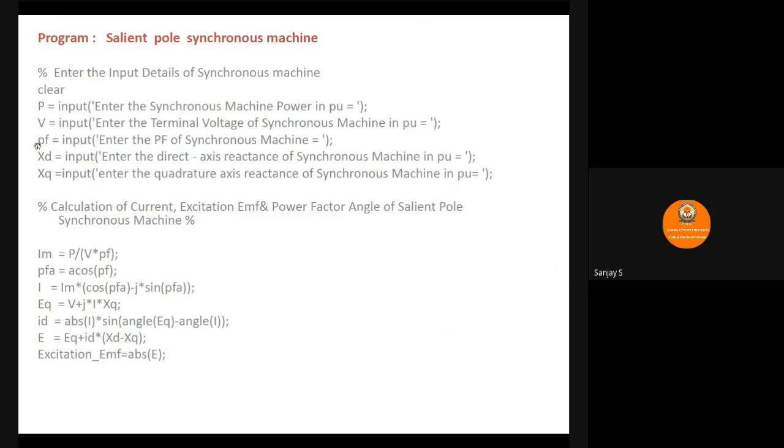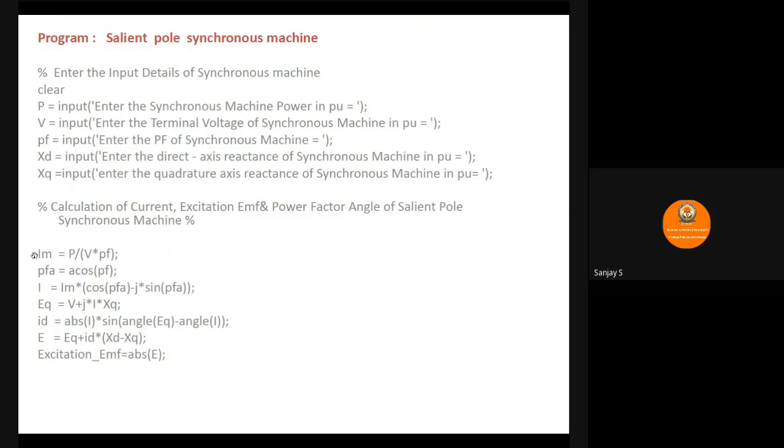Third line, PF is equal to input, enter the PF of synchronous machine. I'm accepting power factor from the problem. If you compare with the previous program, there you were just taking the input of XS, but here, in the salient pole machine, you take both XD and XQ. XD input, enter the direct axis reactance of the synchronous machine. XQ, enter the quadrature axis reactance of the synchronous machine in per unit.